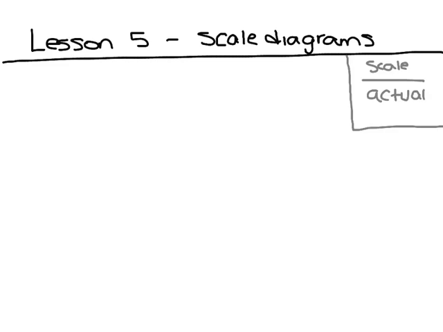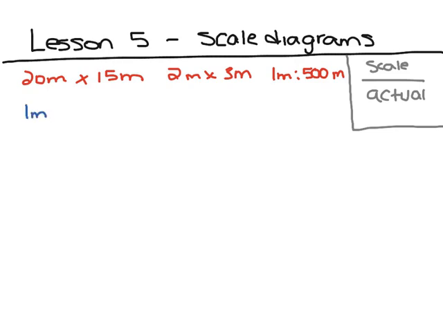Okay, example 1. You're drawing a scale diagram of a room that is 20 meters by 15 meters in length. And then there's a bed that is 2 meters by 3 meters. Draw to a scale of 1 meter is 500 meters. So our scale size is 1 and our actual size is 500. What we're going to do is convert all the lengths. So we use the scale 1 meter over 500 meters.